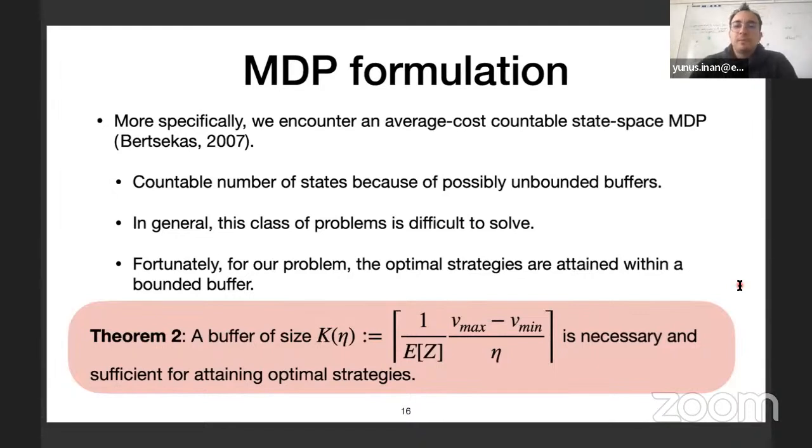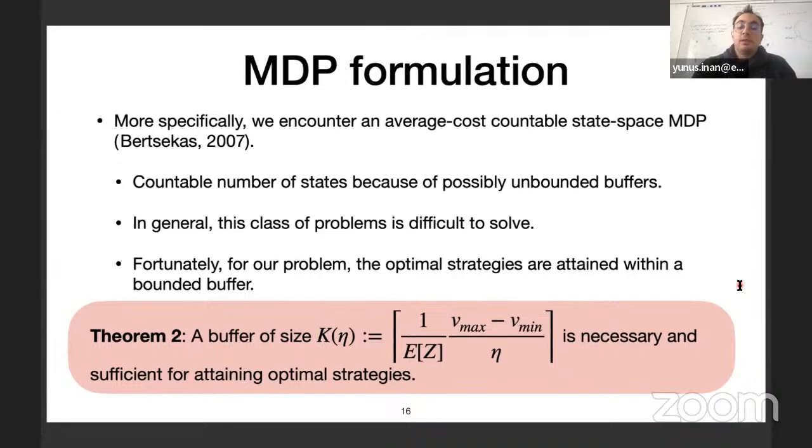So going deeper, we now encounter an average cost, countable state space, Markov decision problem. And we have a possibly infinite state space because of possibly unbounded buffers, right? We didn't use any truncation on the buffer. It can grow unboundedly. And in general, this class of problems is difficult to solve. But luckily for our problem, we could show that the optimal strategies can be attained within a bounded buffer.